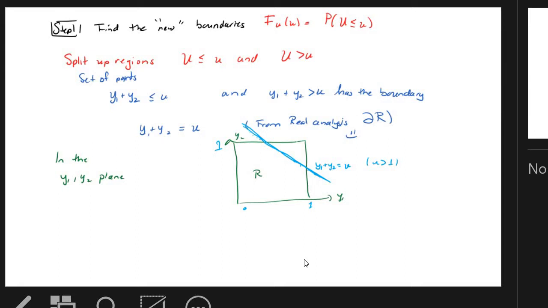But the line doesn't have to be there because u could be any number. And so the line could be here, the line could be here, and the line could be up on top. That's another place you could have it, up on top. So you kind of have to look at all cases when you map it out.